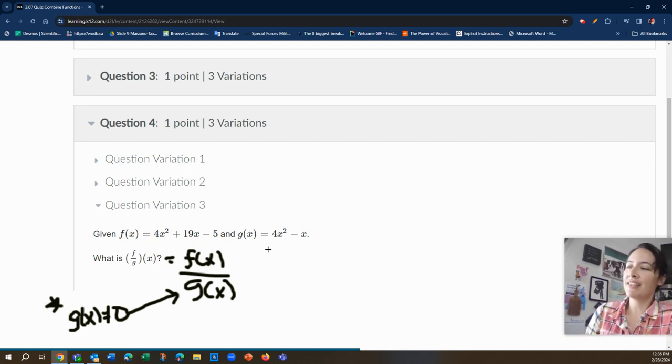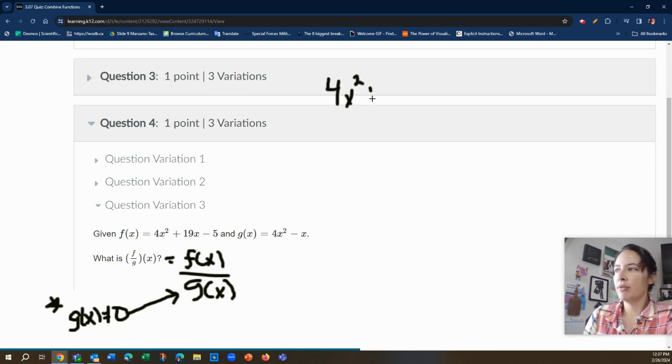Okay, let's plug this stuff in. Here's f of x. I'm going to write it up here. 4x squared plus 19x minus 5, all over 4x squared minus x.